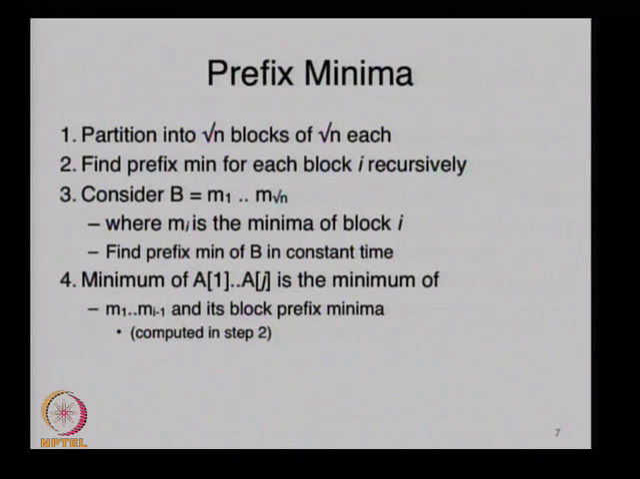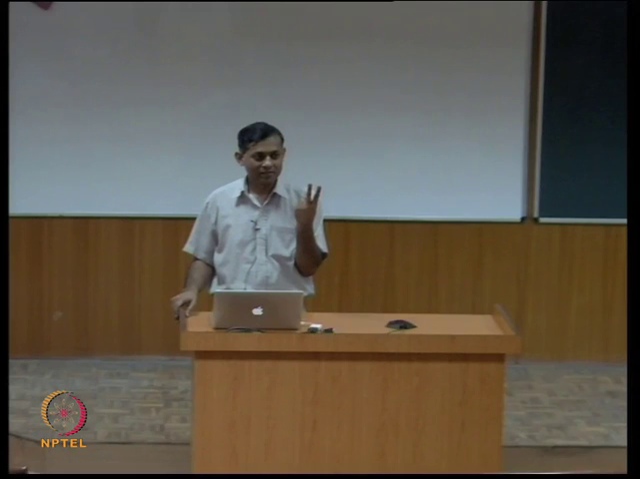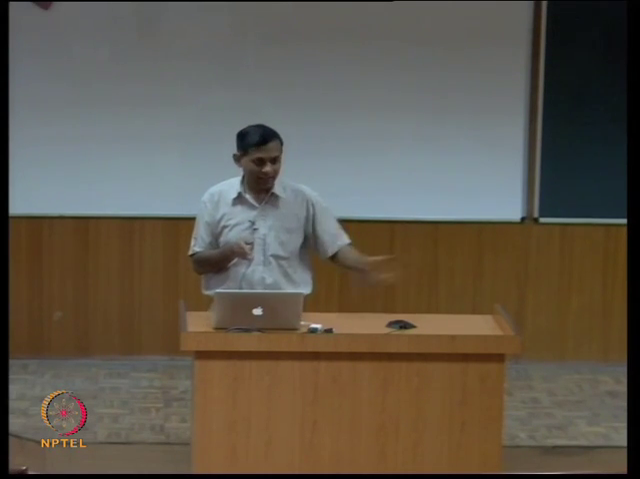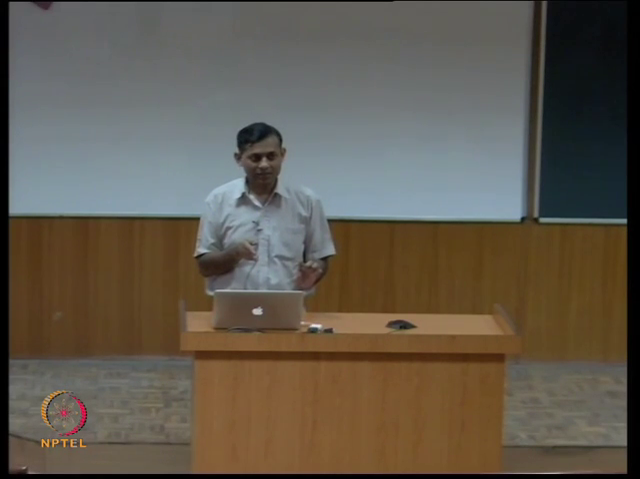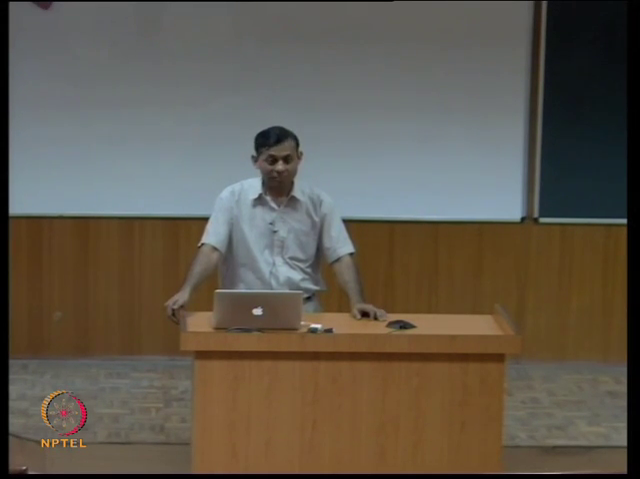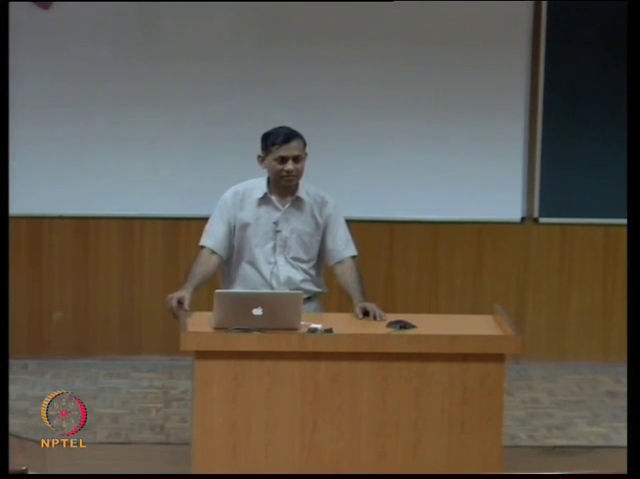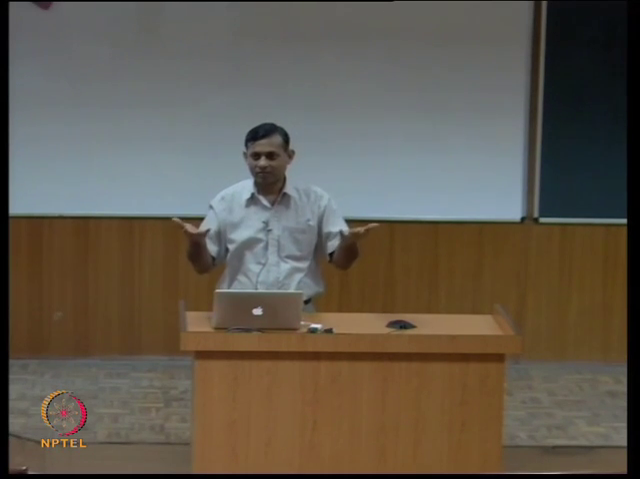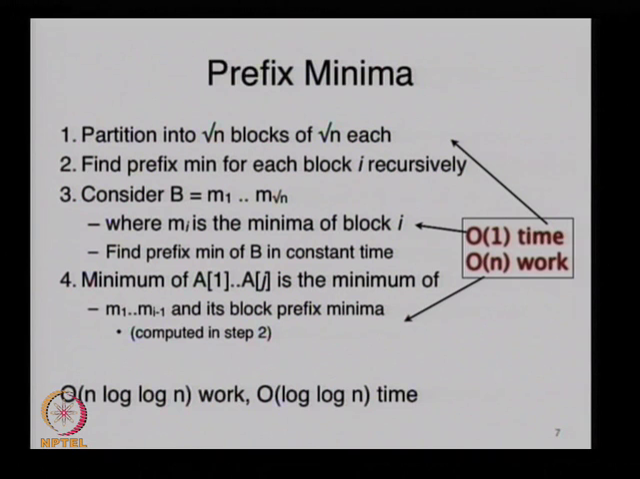And then what about the last one? Every prefix minimum that I have to find is a minimum of two things. Everybody is figuring out the minimum of their old values and their corresponding minima in the second level minima array. So order one time, but everybody is doing it, so order n work. Now the recursive part. This is exactly the same as what we had done for min finding. How many levels of recursion shall we have? Log log n levels of recursion until things become constant size or size 1. And at each level, we'll be doing order n work, order one time. So it will be a total of n log log n work and log log n time.